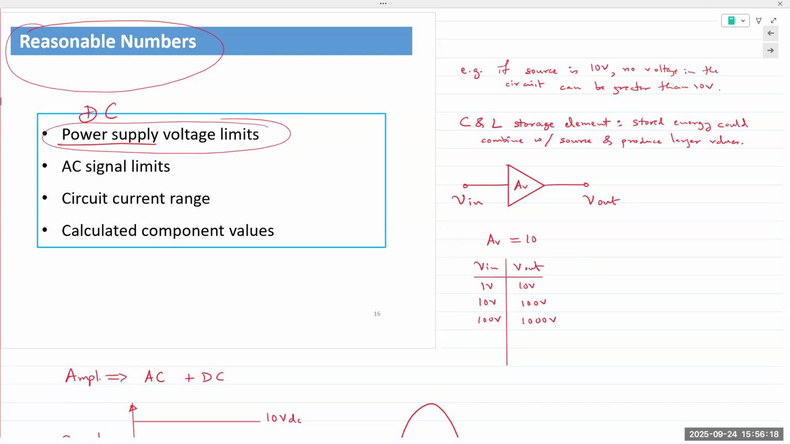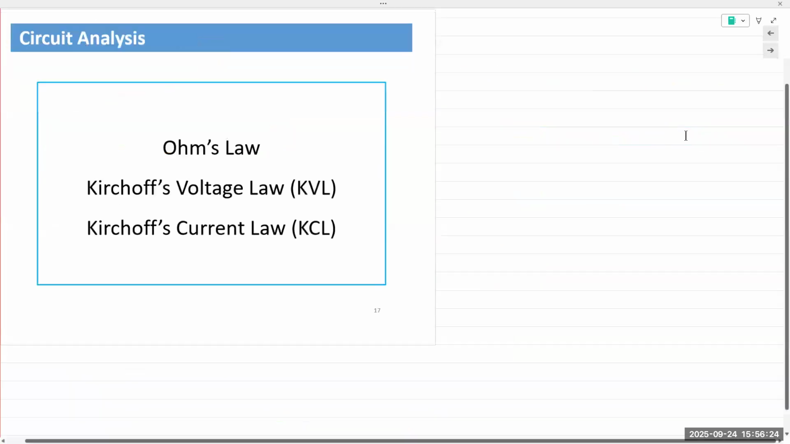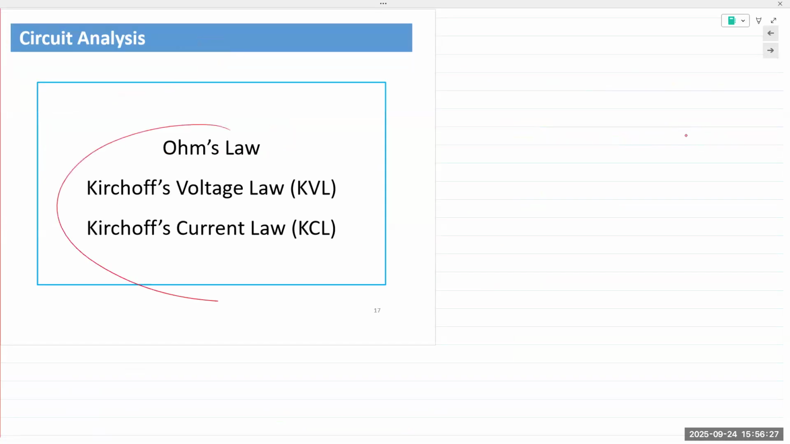Okay. Let's see. What else is there? Oh yeah, circuit analysis. Again, just a refresh, just making sure everybody is on the same page. In circuit analysis, you learned about Ohm's law, KCL, KVL, right? All of circuit analysis is based on these three principles and laws. That's it. These are the only three things that you need to know.